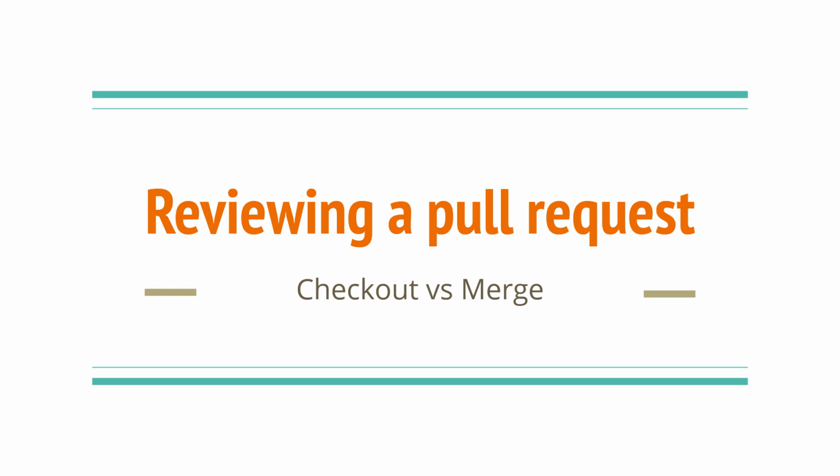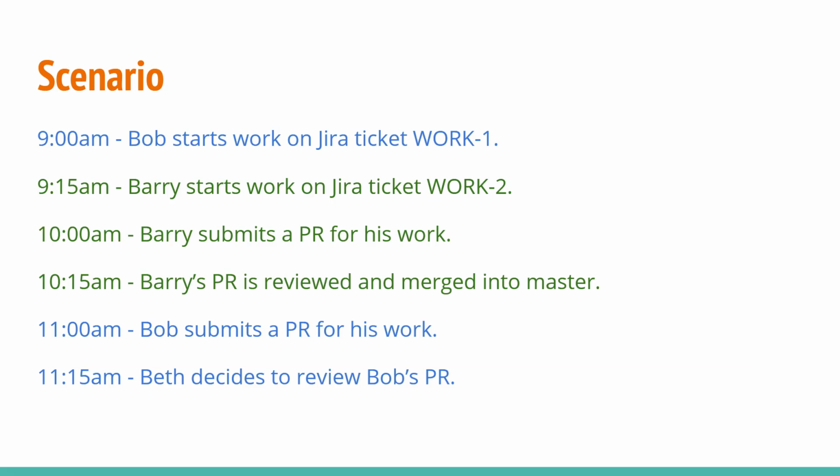This talk is about two different methods you can use when reviewing a pull request in the terminal, checkout and merge, and why I would advocate for one over the other. Let's look at a scenario.